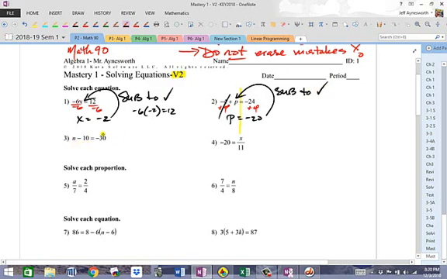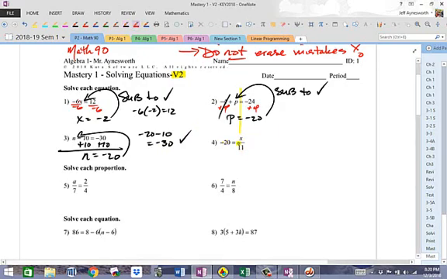Next one, n minus 10 equals negative 30. Go ahead and add the opposite. And we get n equals negative 20. And then take that back in and check. Negative 20 minus 10 more equals negative 30. And there's your check.